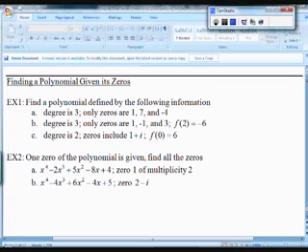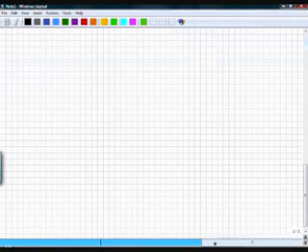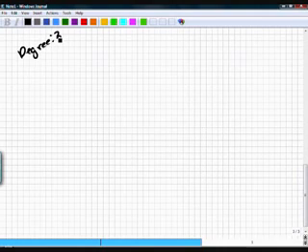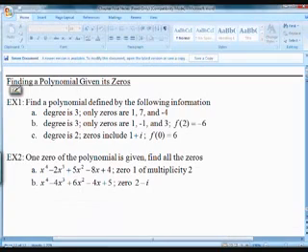Okay, second example. It says the degree is 3 and the only zeros are 1, negative 1, and 3, but it also gives you that f of 2 is negative 6. And let me show you how that comes into play. So degree is 3. That just tells us x to the third power stuff, we're going to have 3 different zeros. And they are 1, negative 1, and 3.